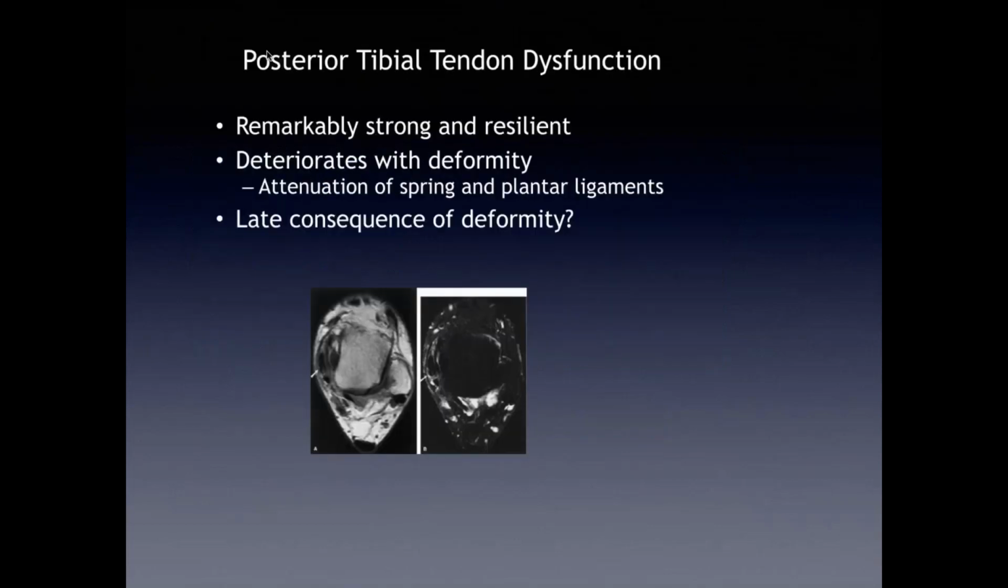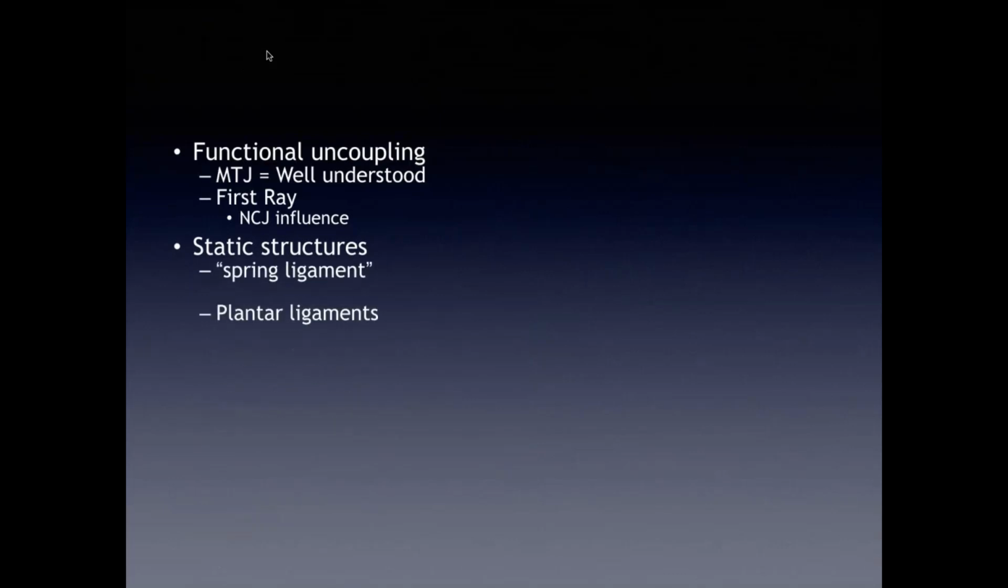So again, the posterior tibial tendon is remarkably strong and resilient. It deteriorates with deformity, attenuation of the spring ligament and plantar ligaments. So we really don't know what causes the deformity. Is the posterior tibial tendon a late consequence of the deformity? And I'm not going to get into that, but understanding that the posterior tibial tendon is not always the issue. So what do we know about the flat foot deformity?